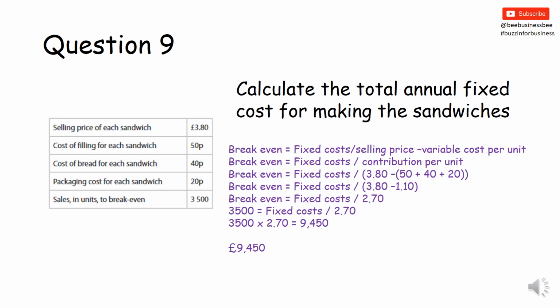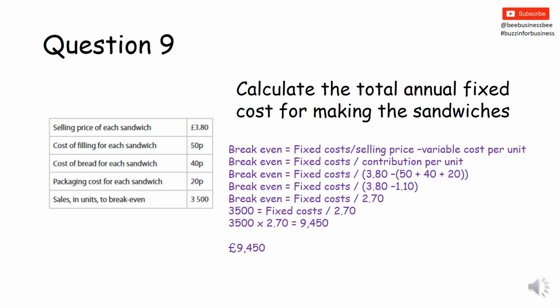We know that our selling price is £3.80, and we know that our variable cost is going to be 50 pence plus 40 pence plus 20 pence. In other words, we're left with £3.80 minus £1.10. That gives a total contribution of £2.70.